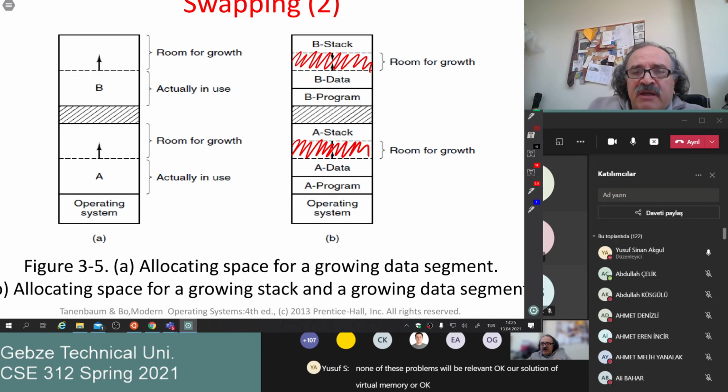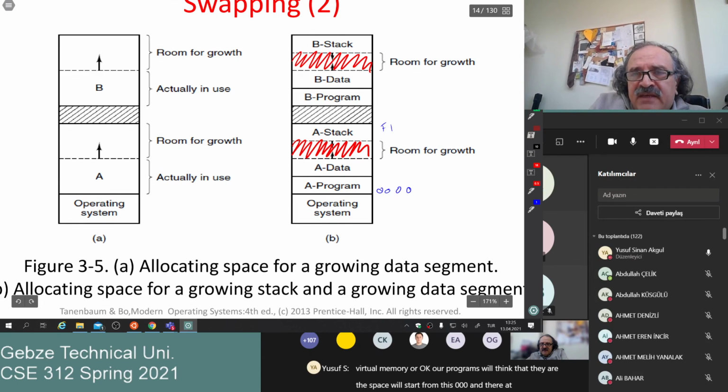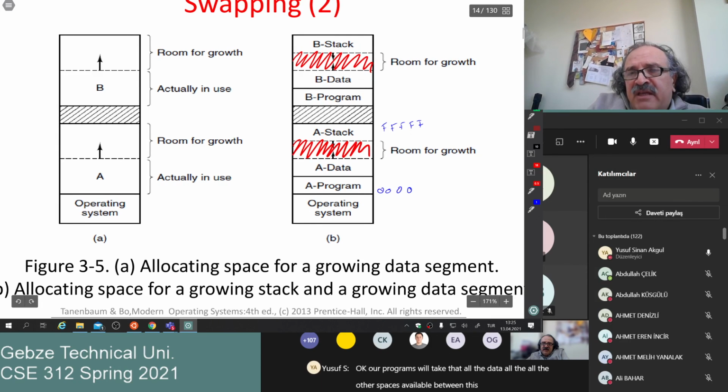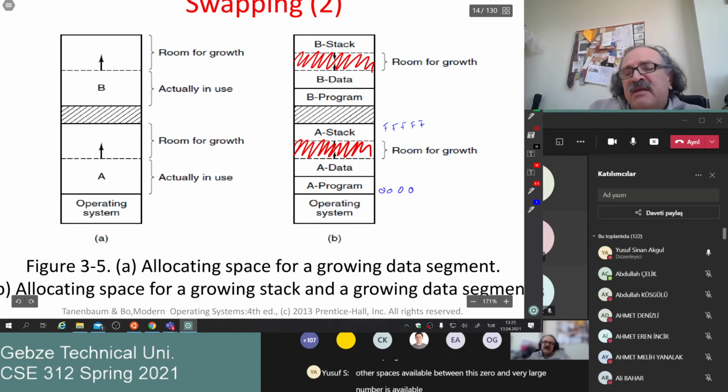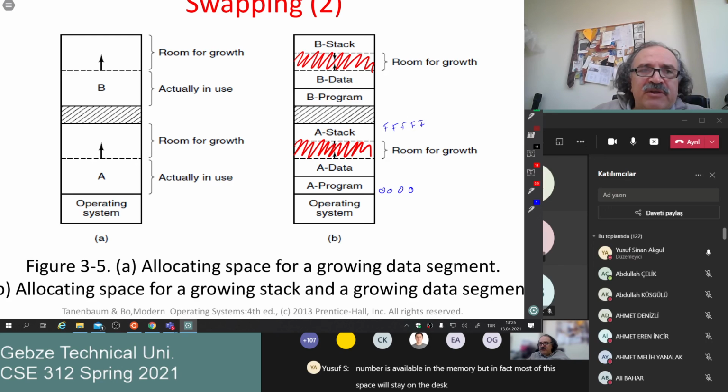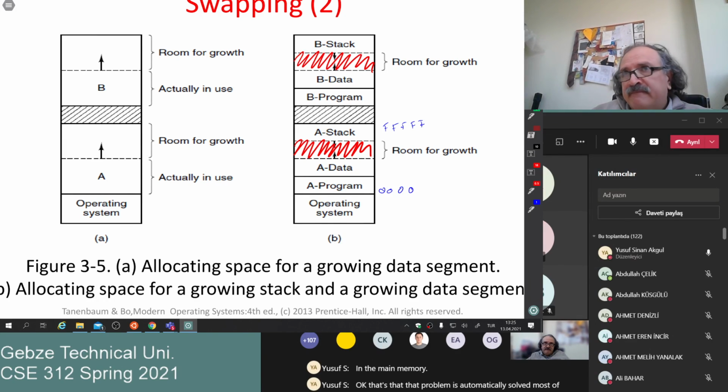Our programs will think that their address space will start from 0, and there at the top they have this very large number. Our programs will think that all the address space between 0 and this very large number is available in the memory, but in fact most of the space will stay on the disk. It will not be loaded. It will not occupy any space in the main memory. That problem is automatically solved most of the time.